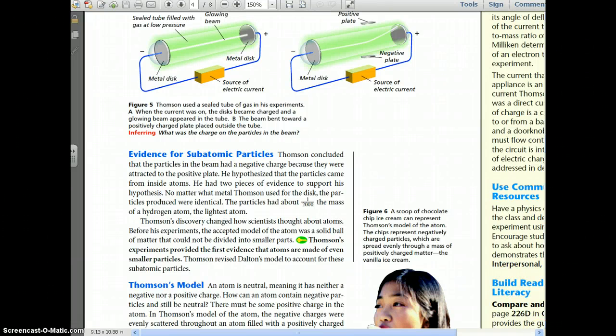Evidence for subatomic particles. Thomson concluded that the particles in the beam had a negative charge because they were attracted to the positive plate. He hypothesized that the particles came from inside atoms. He had two pieces of evidence to support his hypothesis. No matter what metal Thomson used for the disk, the particles produced were identical. The particles had about 1 in 2,000 the mass of a hydrogen atom, the lightest atom.